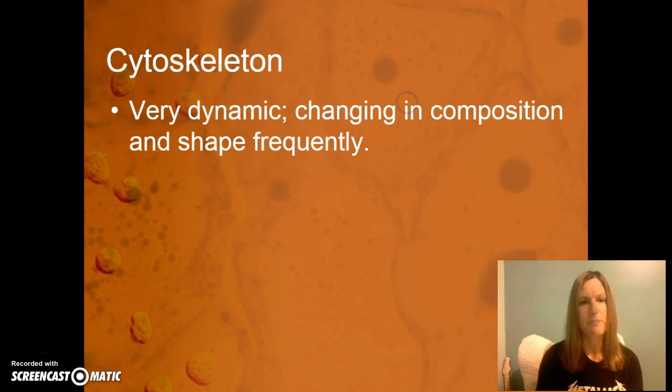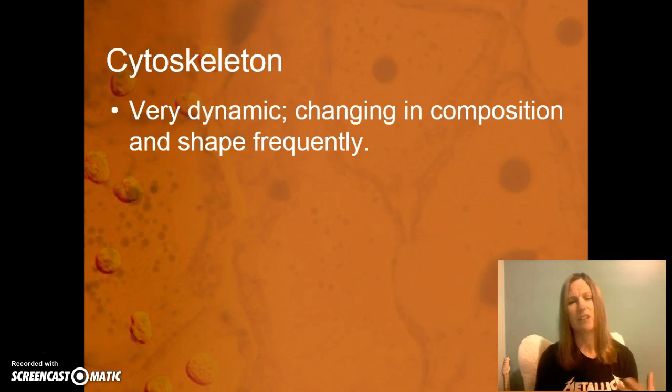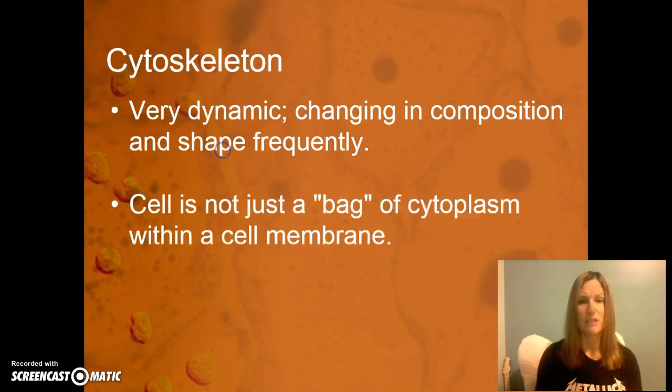So recap very quickly on cytoskeleton. It's very dynamic, changes in composition and shape frequently. It is not static. And it's hard for us to remember this because when we look at a cell, we are seeing a freeze frame of it when we decided to mount it on a slide and put a cover slip on it. So remember that it is very dynamic.